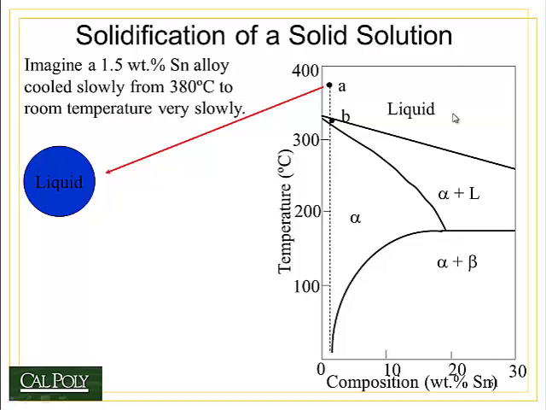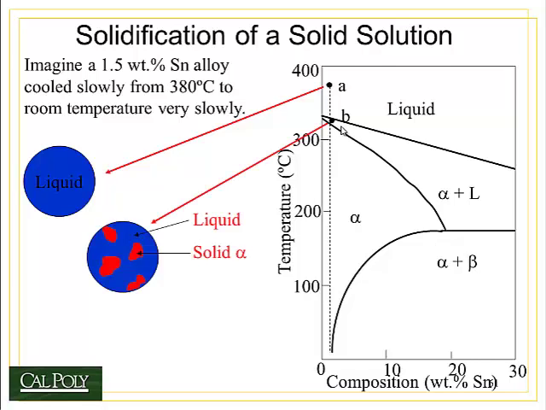Now let's imagine we cool the material down to point B, where we're between the line for liquid to alpha plus liquid and the line for alpha plus liquid to alpha. By the way, these lines have names. This line at the top between the liquid phase and the alpha plus liquid phase is called the liquidus, and it represents the line at which the first solid begins to form upon cooling. The line down here between the alpha plus liquid and the alpha phase is called the solidus, and it represents the temperature at which all the liquid disappears when cooling.